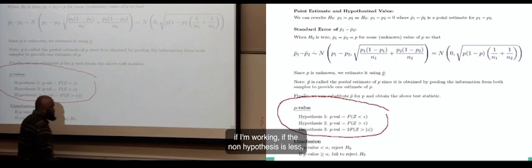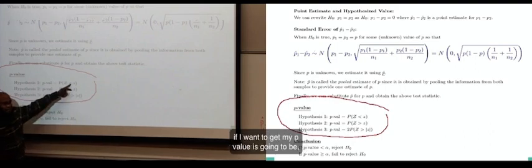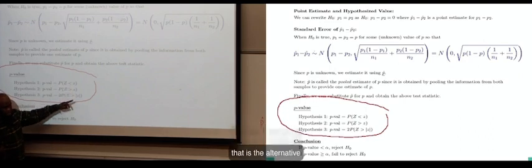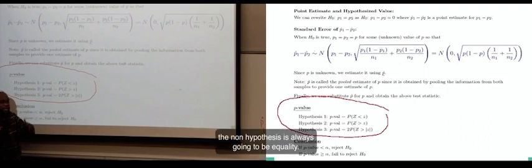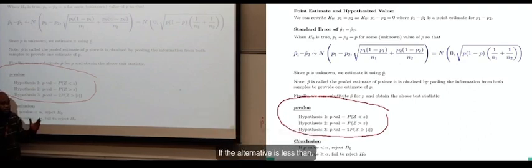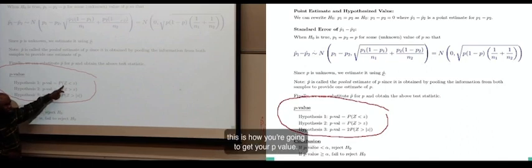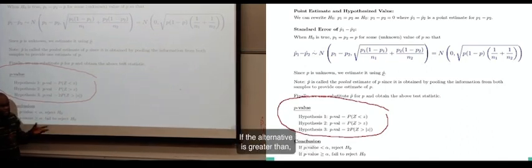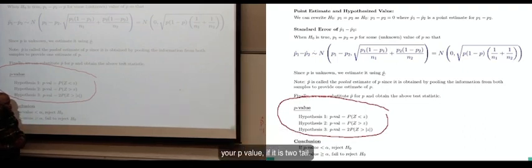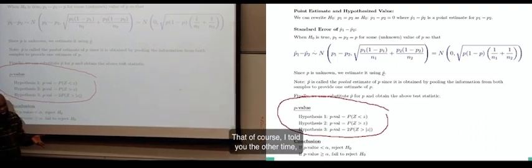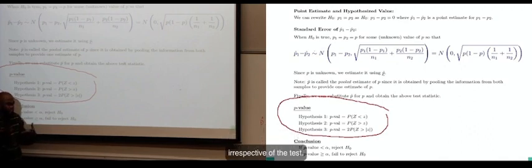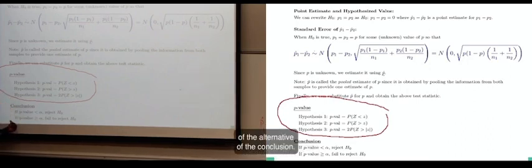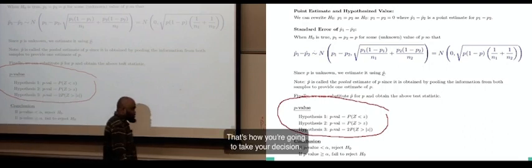if the alternative is less than, because the null hypothesis is always going to be equality, this is how you're going to get your p-value. If the alternative is greater than, this is what you're going to use to get your p-value. If it is two-tailed, that is what, of course, I told you the other time. Irrespective of the test, what determines the p-value is actually the nature of the alternative. And of course, the conclusion is always how you're going to take your decision.